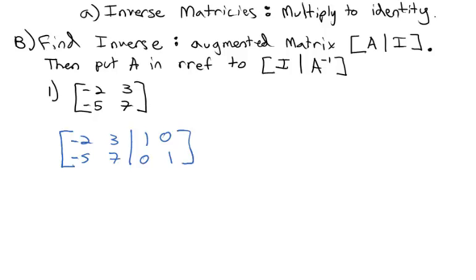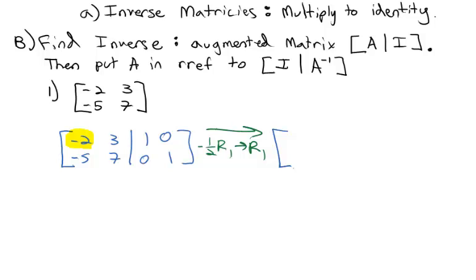Then we can go through our row operations to make the left side into the identity. When we do, the right side will be the inverse. We know to start finding an identity, we want a 1 in that top left spot. So we have to take row 1 and multiply it by the reciprocal of negative 2, which is negative 1/2, to get our new row 1.